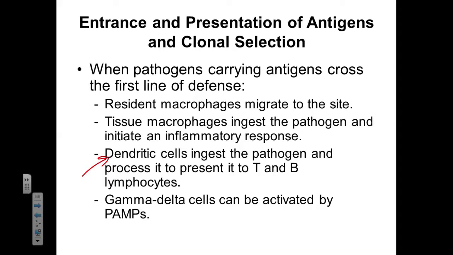Our gamma delta T cells, unlike just regular T and B cells, can also be activated by the generalist PAMPs, the pathogen-associated molecular patterns.